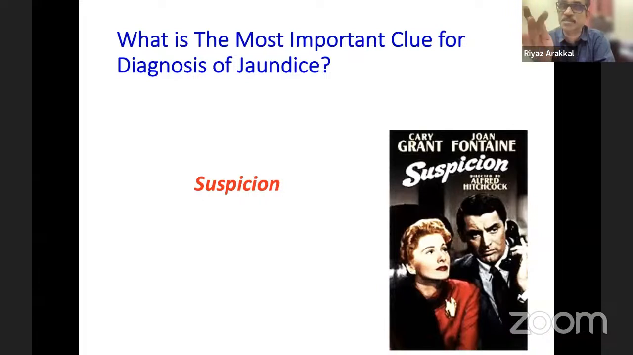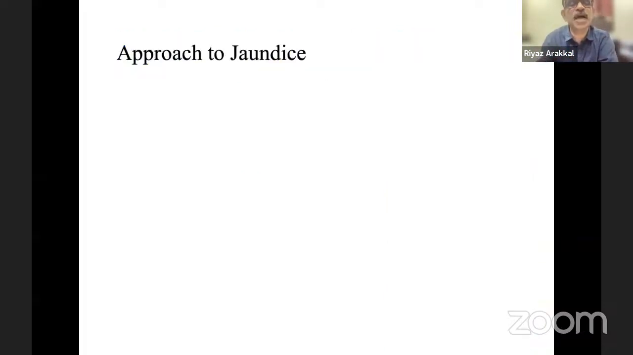Just don't think that this is hepatitis B or Wilson disease or something. It may not be Wilson disease. So you should suspect and rule out other conditions. So suspicion is very important. Now, how do you approach a child with jaundice? What is the first step?